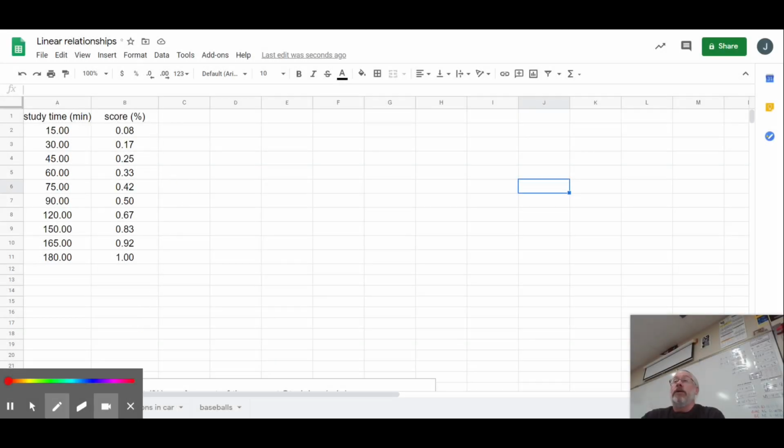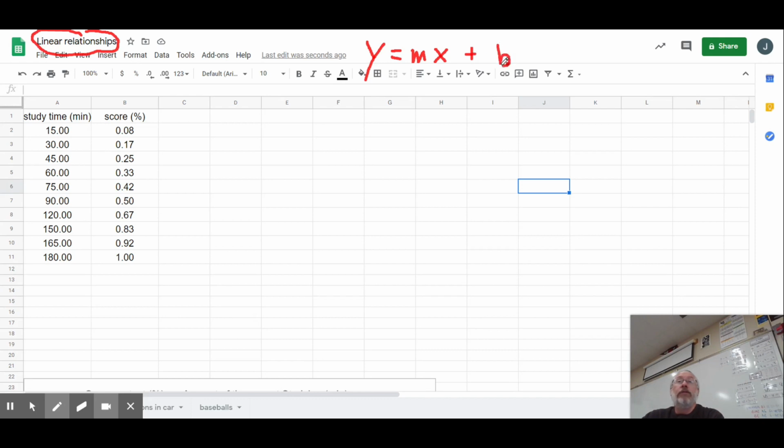So we're going to be talking today about linear relationships. Linear relationships mathematically follow this formula: y equals mx plus b. Now, I know this is review for a lot of people. We are going to be focusing on this guy here. M stands for the slope. So that's what we're going to be focusing on here.